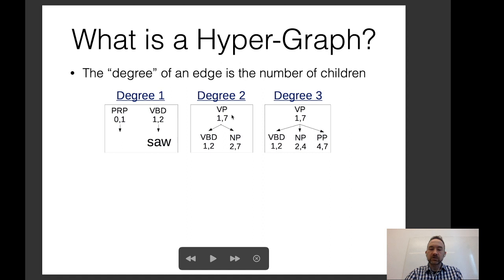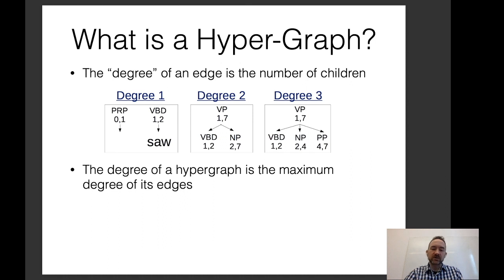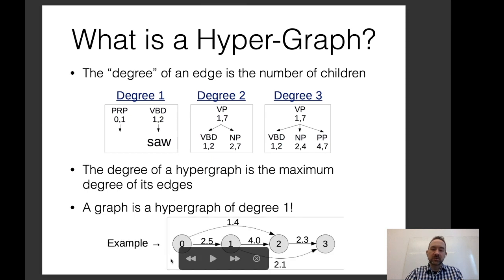And then degree 2, we would have an edge, but it has 2 children. So we would have a verb phrase, but we would have a verb and a noun as its children. And then degree 3 would basically have a verb, a noun phrase, and a prepositional phrase. So the degree of a hypergraph is the maximum degree of its edges, and a regular graph is a hypergraph of degree 1. So this is an example of a regular graph, like, for example, the ones that we used for part-of-speech tagging, where essentially between each node we had a single edge corresponding to a transition between 2 part-of-speech tags.